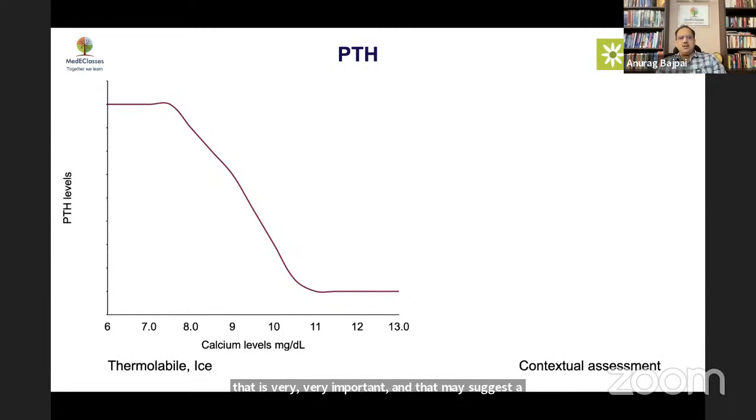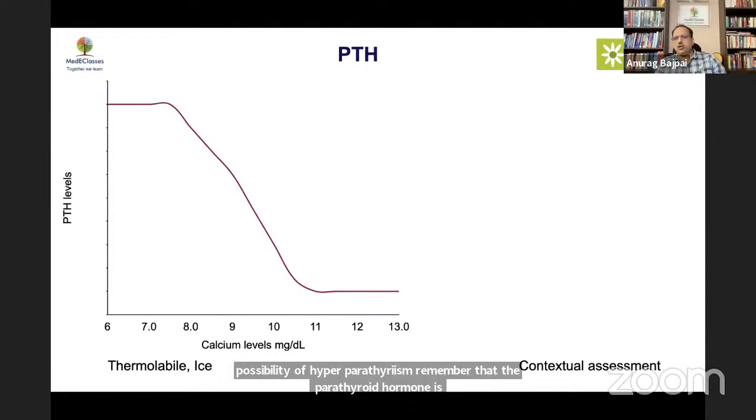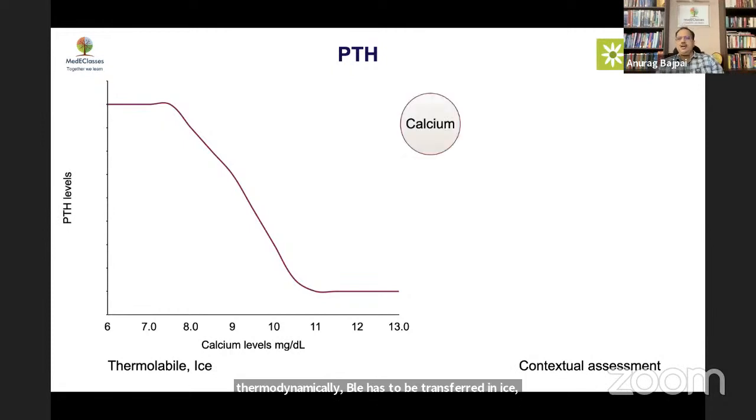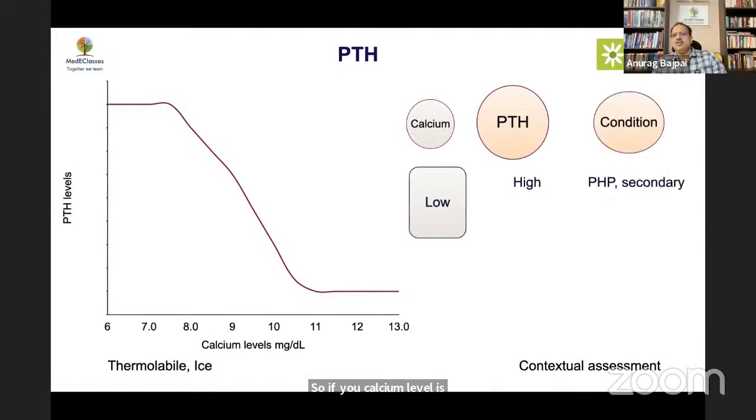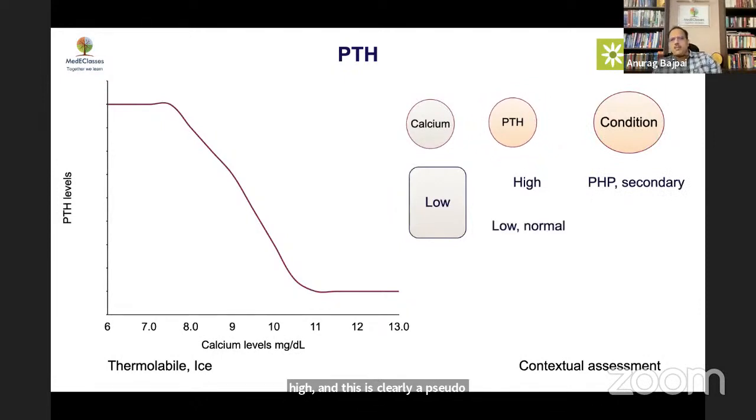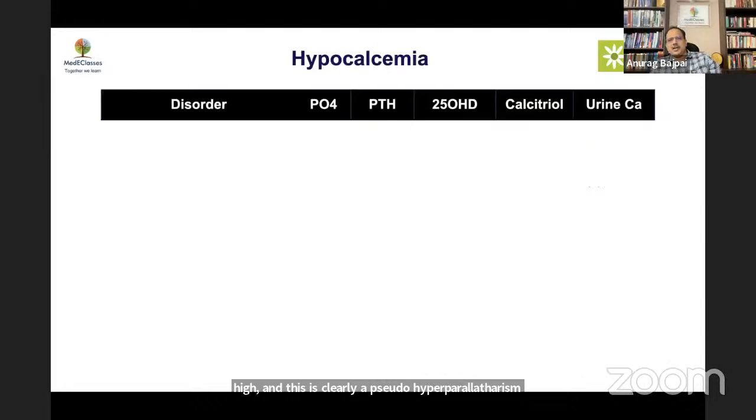Remember that the parathyroid hormone is thermolabile, has to be transferred in ice, otherwise there would be a risk of falsely low level of PTH, and you need to have a contextual assessment. So if your calcium level is low, the PTH level should be high, and this is clearly a pseudohypoparathyroidism or a normal response. If your PTH is low or normal, that is hypoparathyroidism.